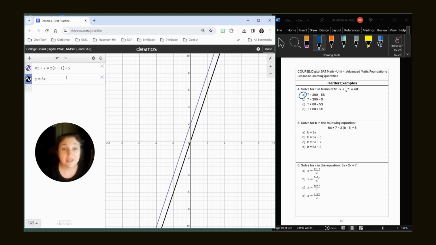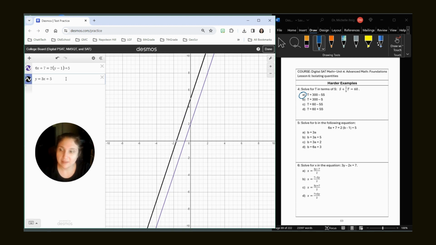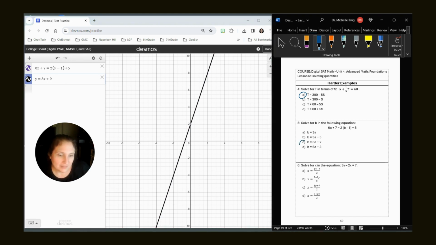Nope, those graphs aren't the same. Choice B says add 5 to that, not the same. Add 2 to that for choice C, and it's the same function. See, life is so much easier. I'm going to show you the hard way.